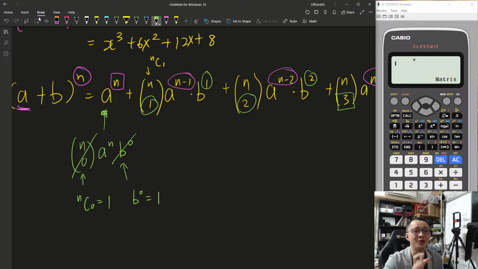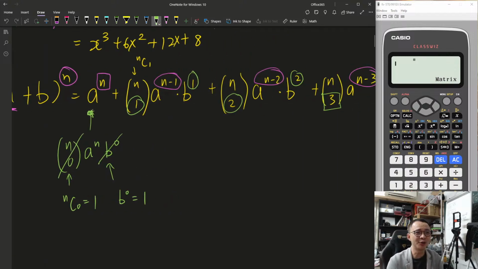So what I want you to see is the power of the first term is decreasing. Meaning the power of a is decreasing from the original power, it keeps on decreasing. But the power of b is increasing. You can see the power of b goes from b power of 0 to b power 1, b power 2, b power 3, and so on, depending on how big n is here.